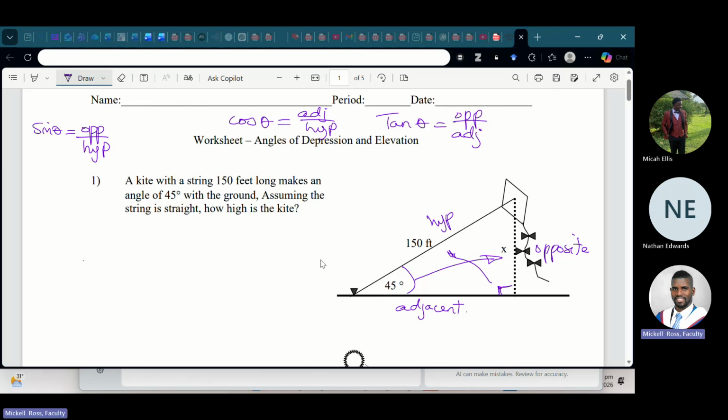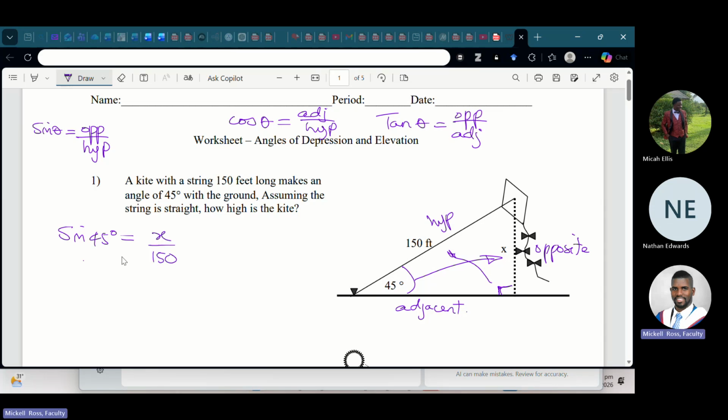So based on what we have, we're going to have to use the sine, because there is no adjacent. We're not asked to find it and we're not given the length of it. So it's going to be sine of the angle, which is 45 degrees, is equal to the opposite side, which is x, over the hypotenuse, which is 150.